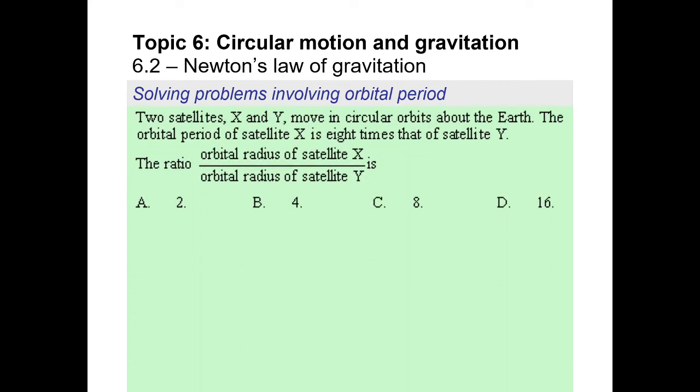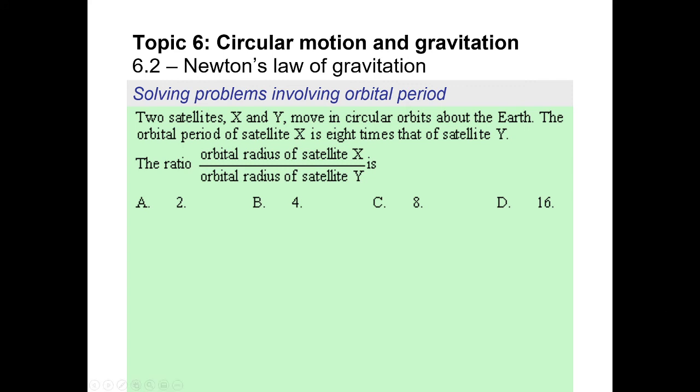Two satellites, X and Y, move in circular orbits about the Earth. The orbital period of satellite X is 8 times that of satellite Y. So the ratio of the orbital radius of satellite X to the orbital radius of satellite Y is... Okay, so you would have seen problems like this many times throughout your homework or the practice or even the tests. You're given the value of one variable relative to another as a factor or a ratio, and you have to find the ratio of some other kinds of variables.